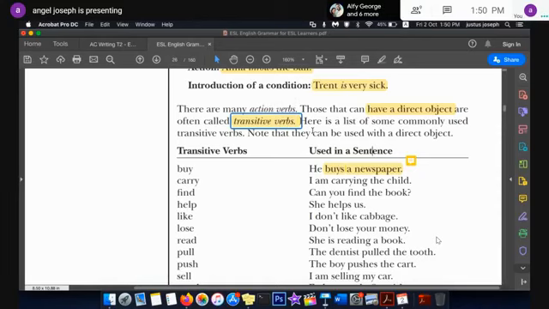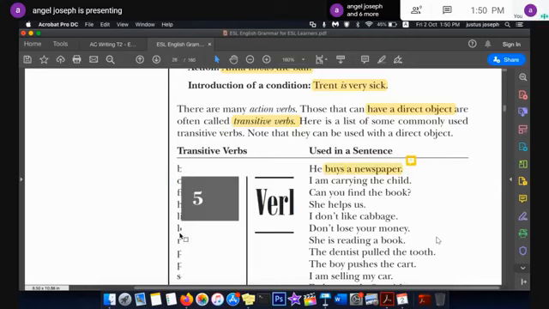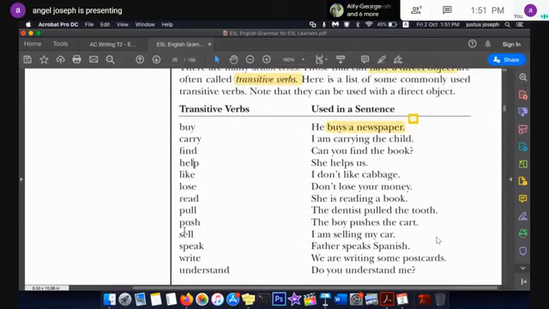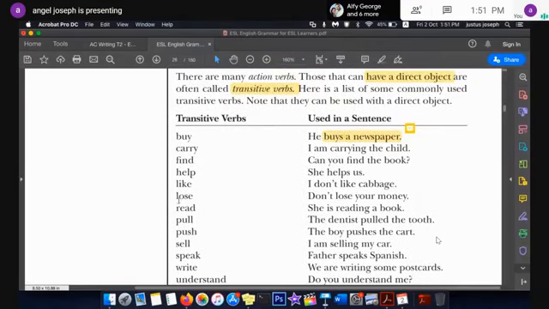So what is a transitive verb? A verb which is directly linked to a direct object. A verb or an action which is linked to a direct object. Let's look at a few examples and things will be much clearer. There is a list of transitive verbs that you see here: buy, carry, find, help, like, lose. All these words that you see here are transitive verbs.